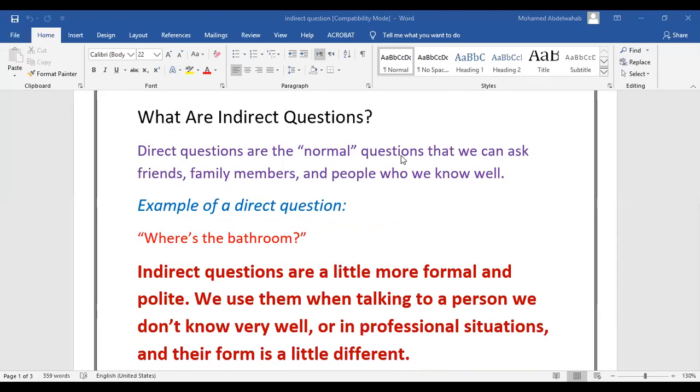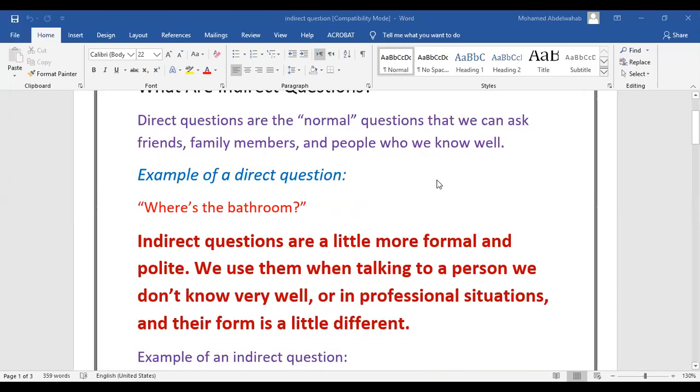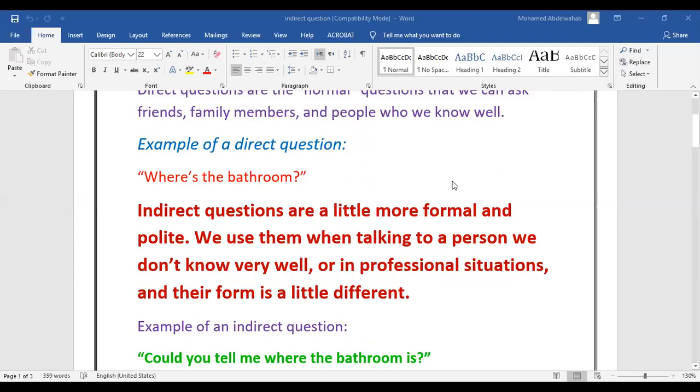We use direct questions, like when I say, where is the bathroom? This is a direct question. But indirect questions are a little more formal and polite. We use them when talking to a person we don't know very well, or in professional situations.